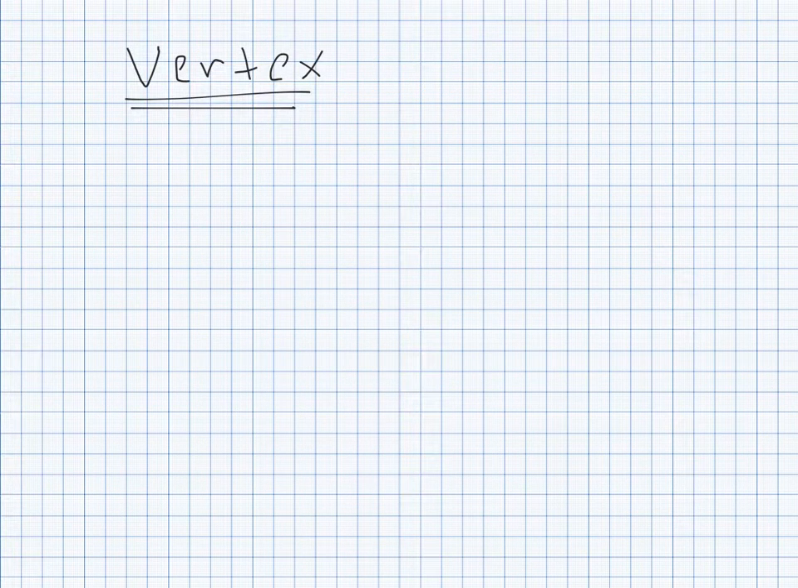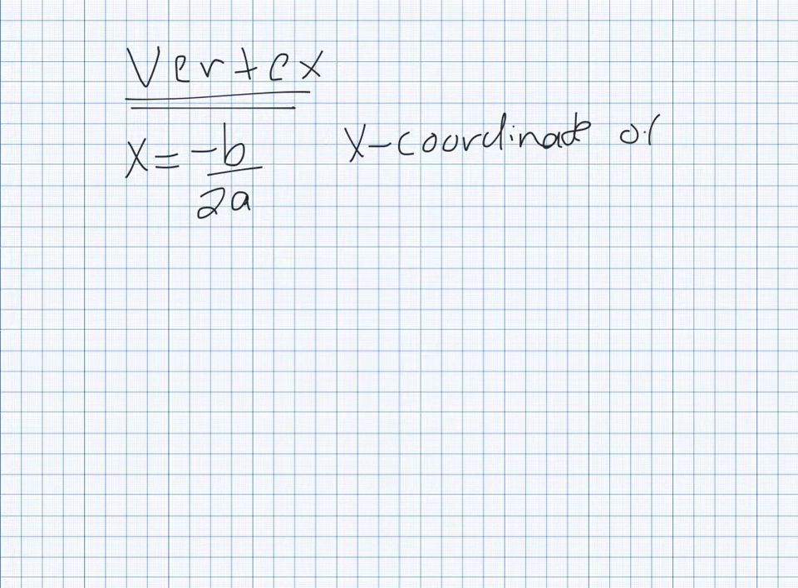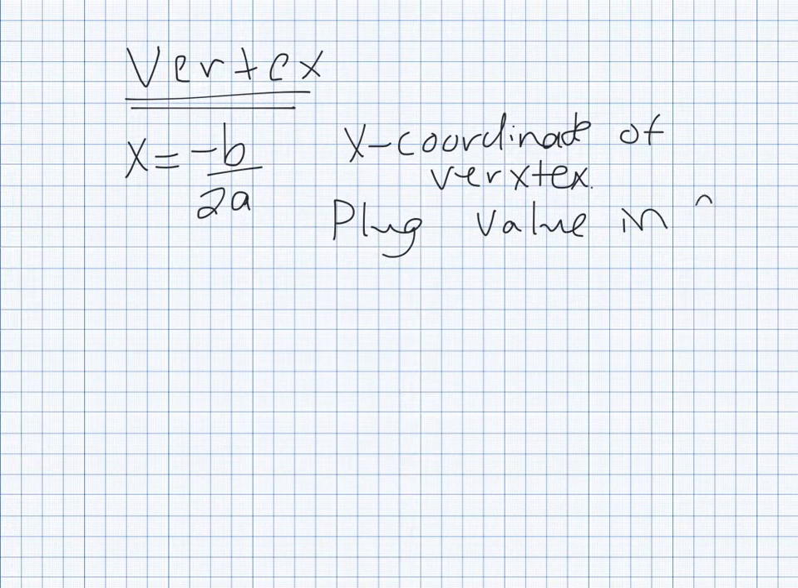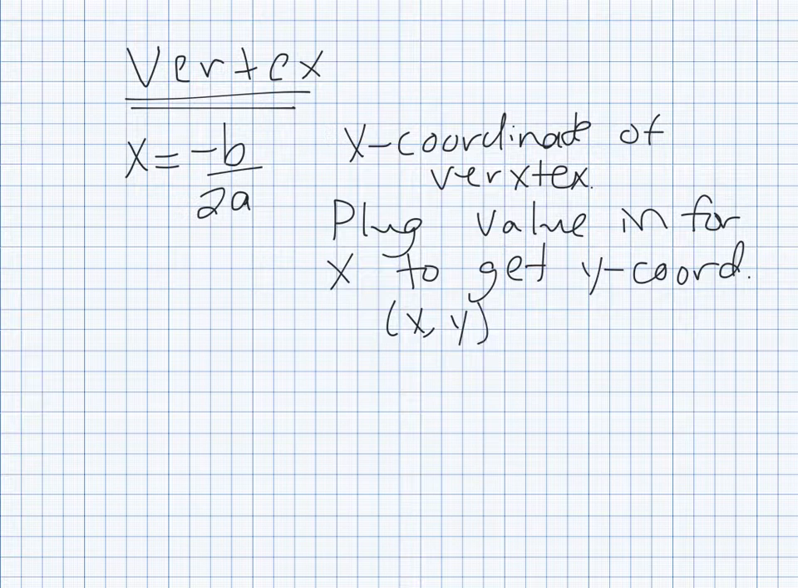Alright, to find the vertex algebraically of a quadratic function, we're going to use this equation, x equals negative b over 2a. This gives us the x-coordinate of the vertex. To get the y-coordinate, we plug this value in for x, because we want an xy point as our vertex.